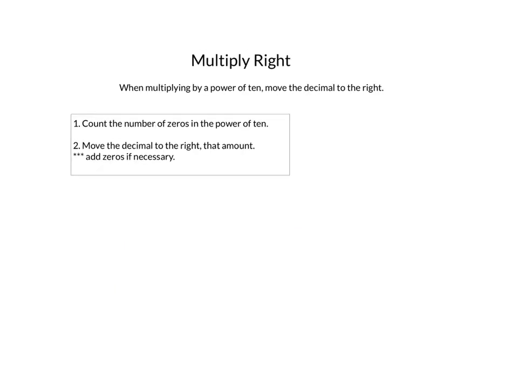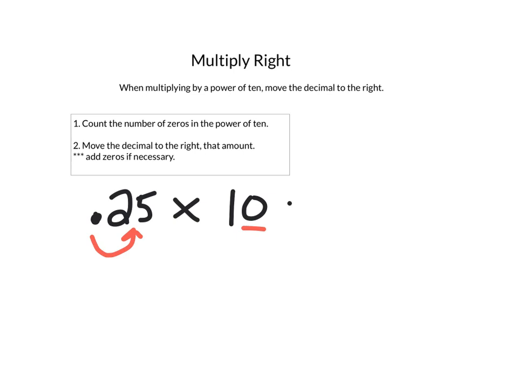Okay, let's try a couple more. Let's say we have 0.25 times, not times 5. I don't want that. I want it to be times 10. My brain got ahead of me a little bit. So let's multiply this by 10. I have 1 zero, so that means I need to move my decimal one place to the right, and therefore I have 2.5.